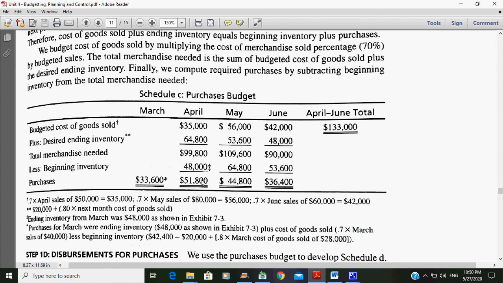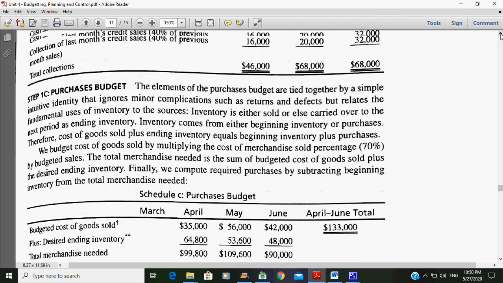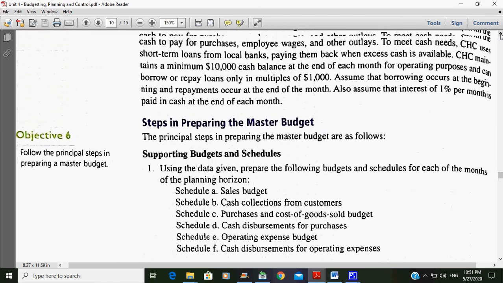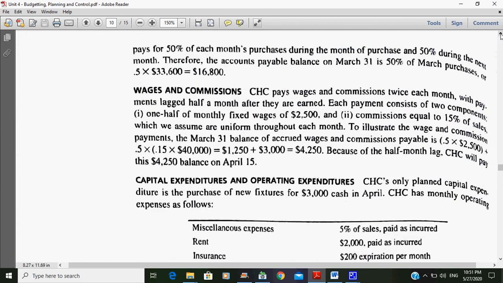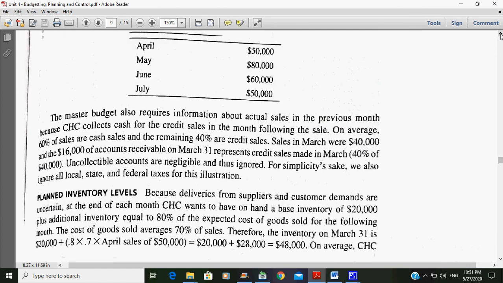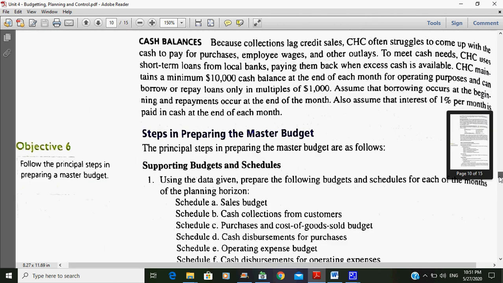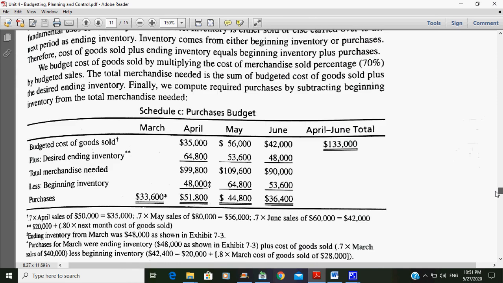For June now, it will be 80% of the next month cost of goods sold. Now remember that we'd already included July, right? So July sales will be, so we would find 80% of this 50,000 now, and then add it to the 20,000. So you find 80% of 50,000, right?